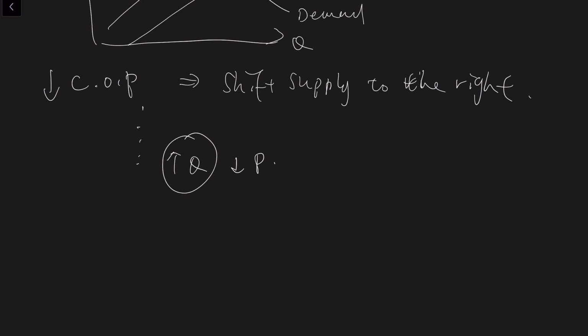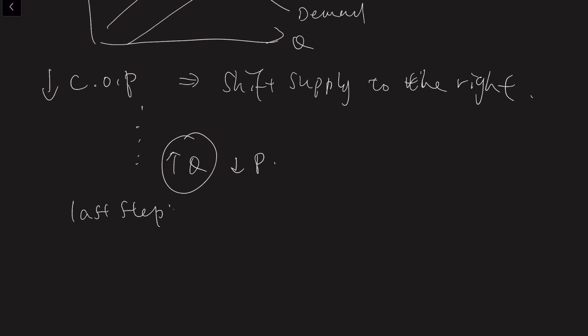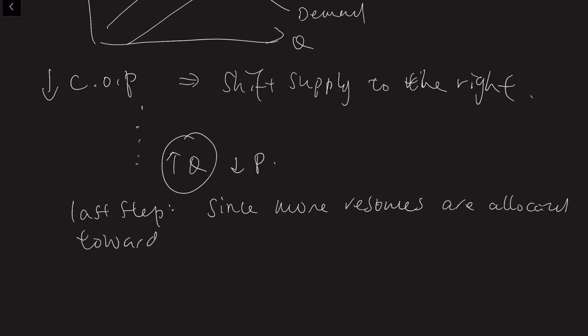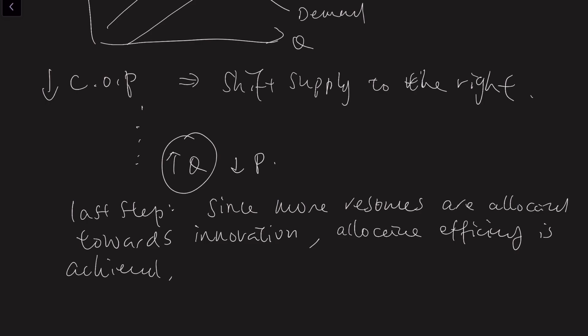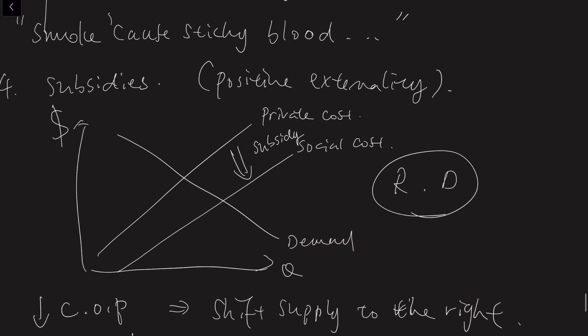And ultimately, I think the last step we need to do is to say, since more resources are allocated towards innovation, allocative efficiency is achieved, social satisfaction is maximized. So that's it. That's how you answer those kinds of questions.